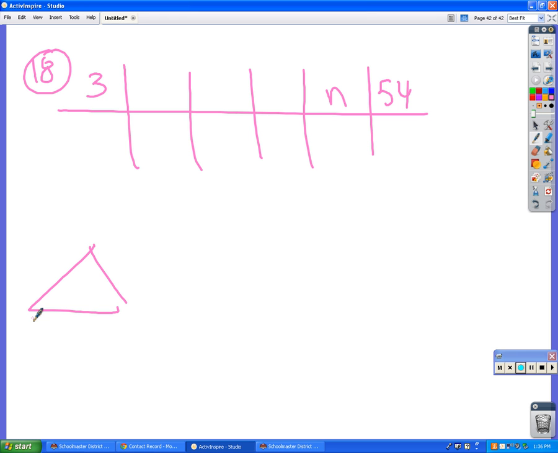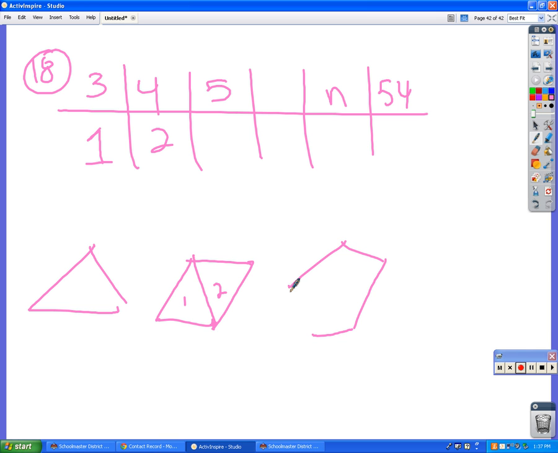One. If I have a quadrilateral and I draw all the diagonals I can from one vertex, how many regions am I divided up into? Two. Now I'm going to take a pentagon and draw all the diagonals that I can from one vertex. How many regions do I get now? 3. And so your guess would be with 6, it would be 4.